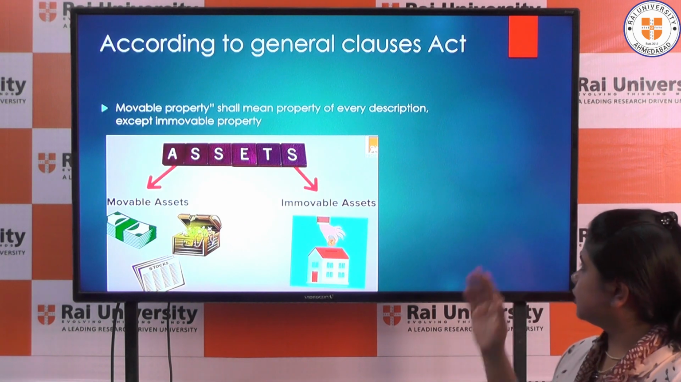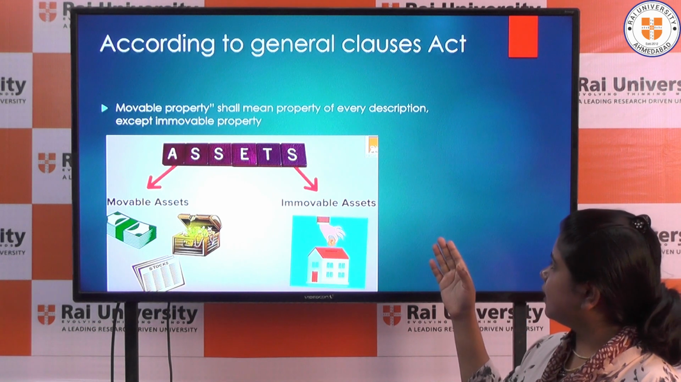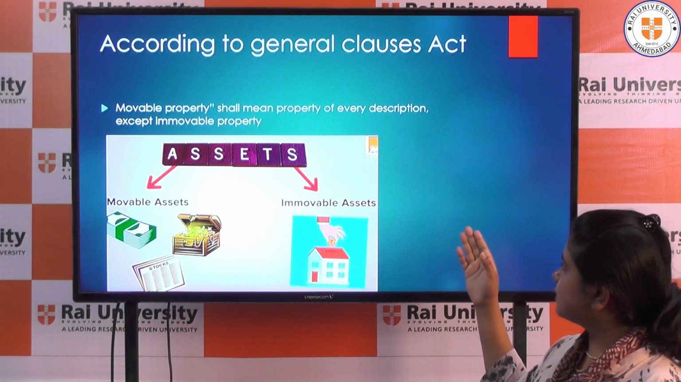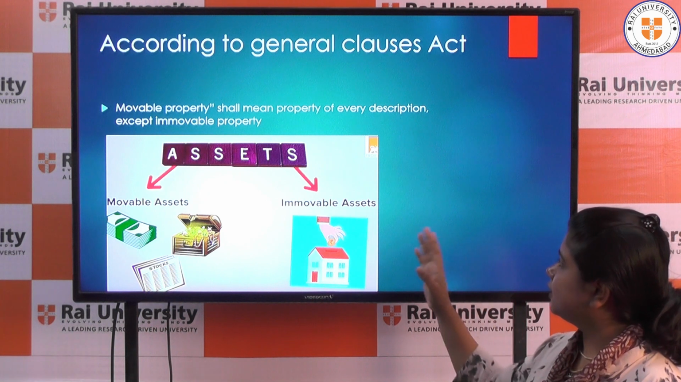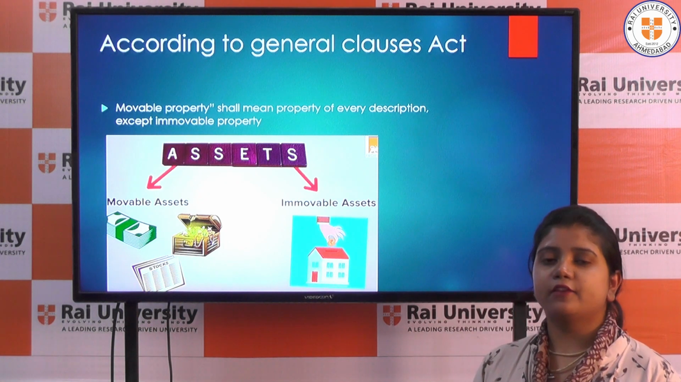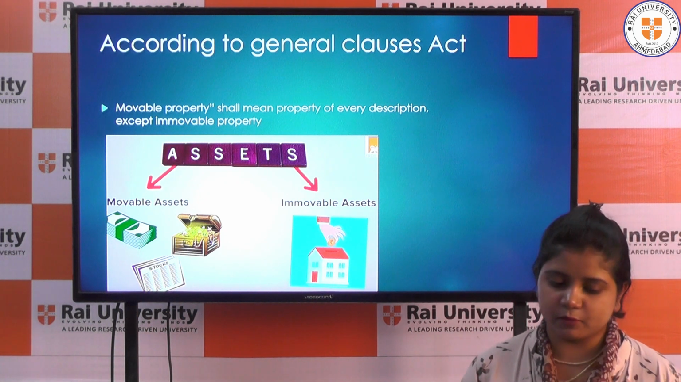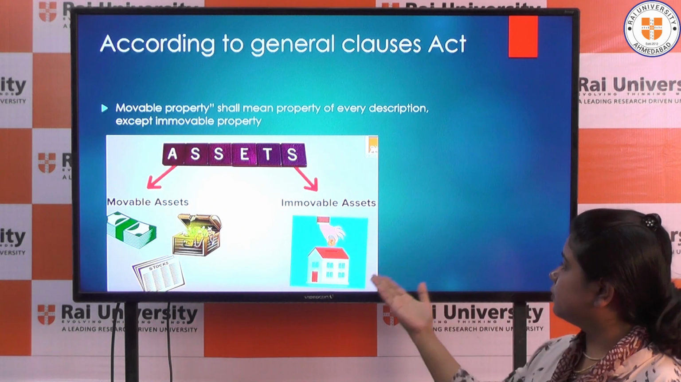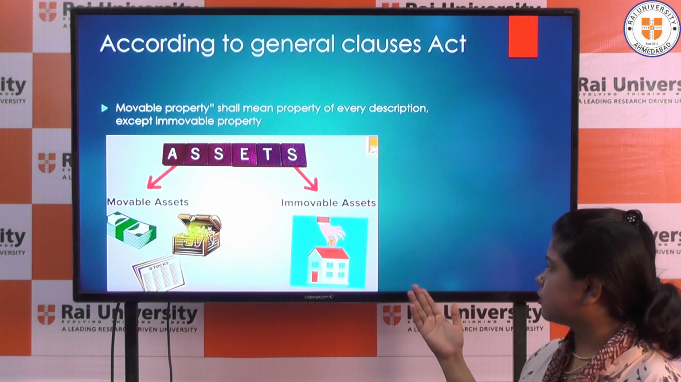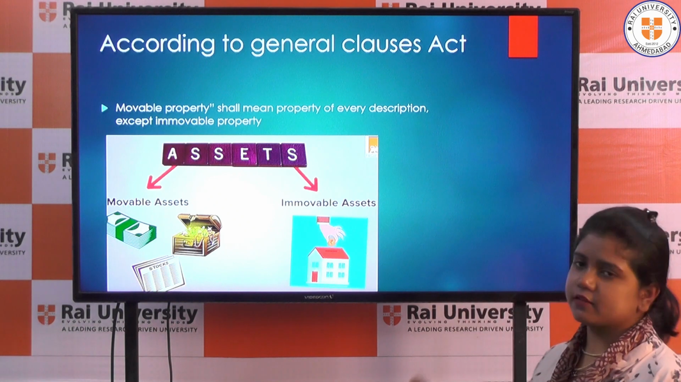Okay, and according to the General Clauses Act as well, what is there? Movable property means property of every description except immovable property. Everything except immovable property is a movable property. Here is the example. Movable is kind of gold, jewels, stocks and all, and immovable is house.